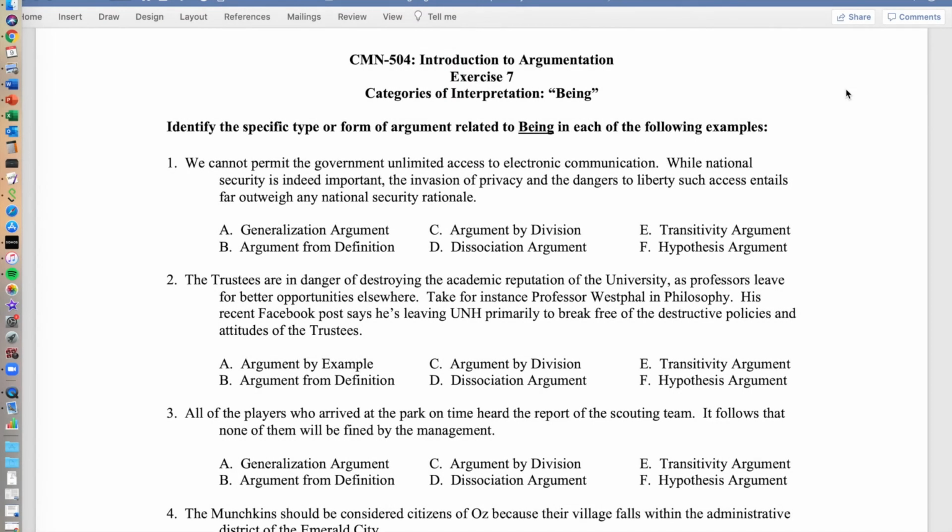So now let's take a look at homework exercise 7 and review these arguments related to the category of interpretation, the being category of interpretation. As the instructions indicate, identify the specific type or form of argument related to being in each of the following examples. In this case, your choices are given in a multiple choice form. And so you need to read each of the arguments and determine which of the choices best describes the form or type of argument from the category of being that is evident in the example.